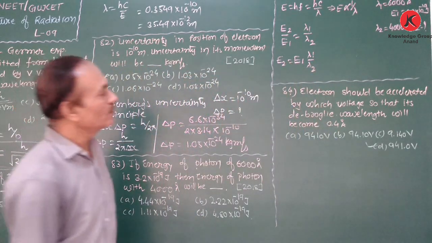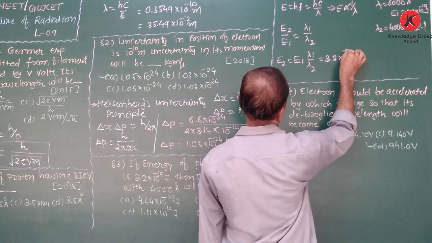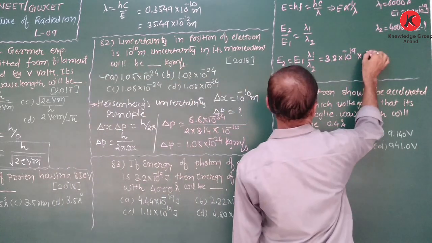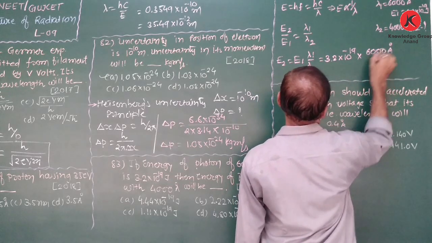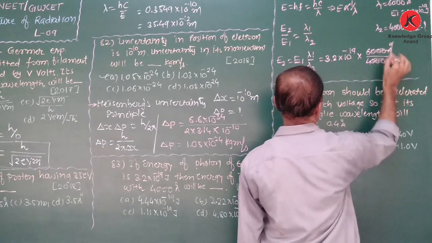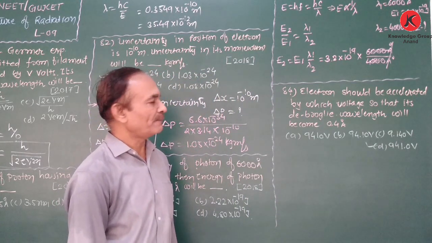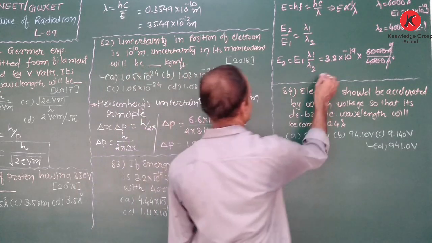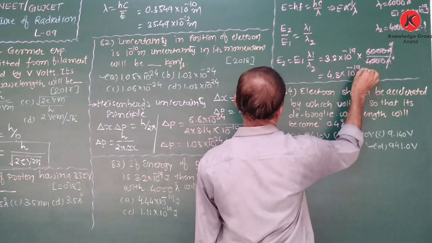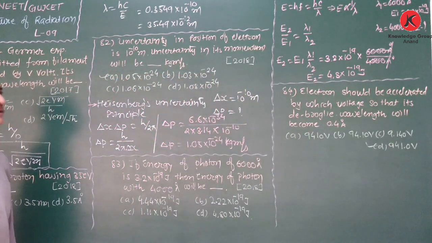Now we substitute the value E1, 3.2 into 10 is to minus 19 into lambda 1 is given 6000 angstrom divided by 4000 angstrom. Angstrom cancel, these 3 zeros are cancelled. 6 by 4, that means 3 by 2, 1.5. Therefore, the answer is 4.8 into 10 is to minus 19 joule. That is the energy of photon having the wavelength 4000 angstrom.